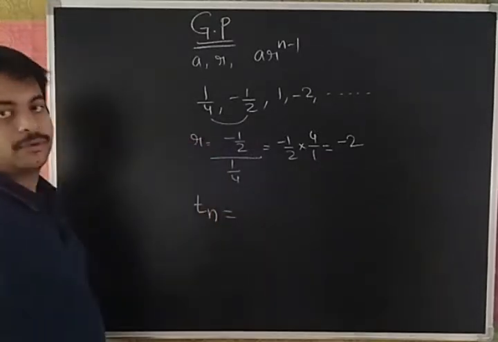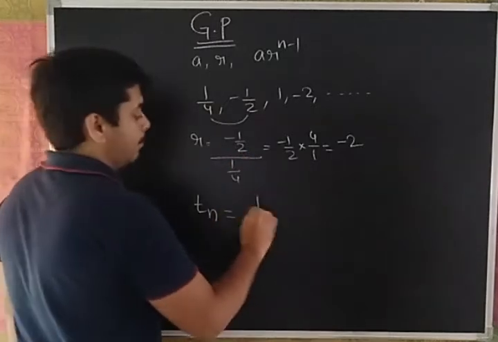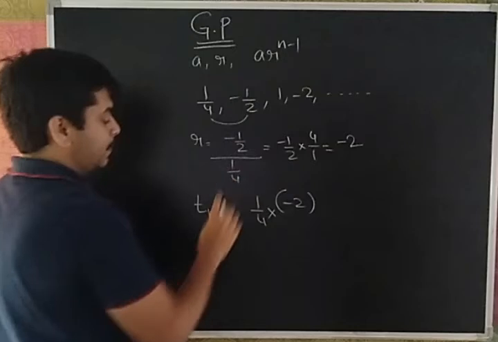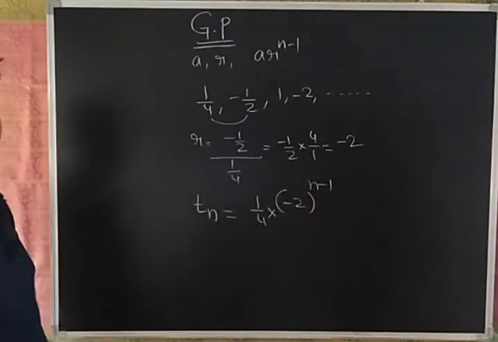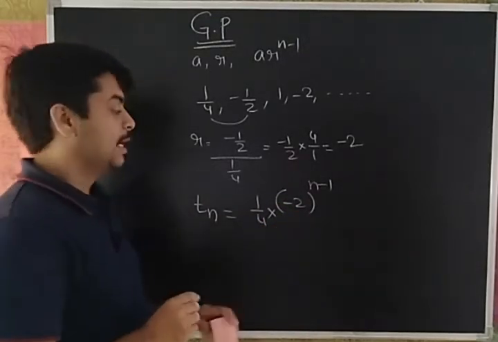Tn is equal to, what is the formula? We have A into R power n minus 1. A into 1 by 4 into R, which is minus 2, power n minus 1. It is n minus 1. That is the general term. The general term, the nth term, always remains in terms of n. No need to worry about that.